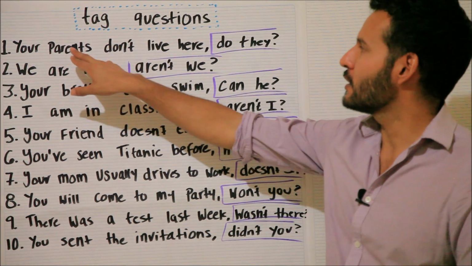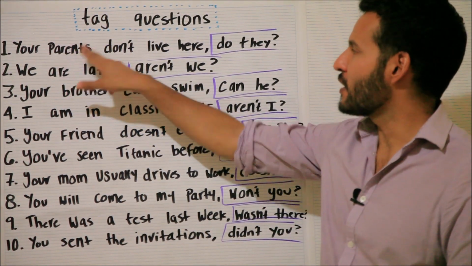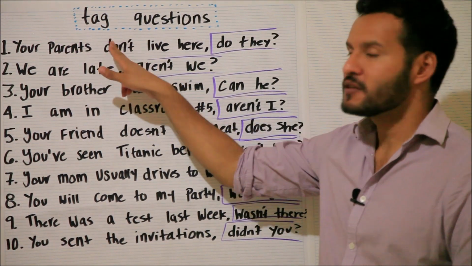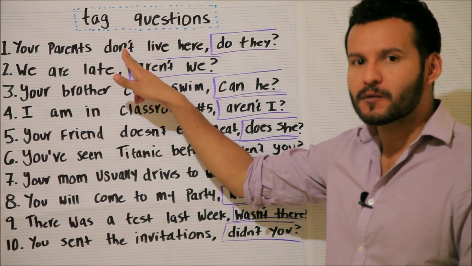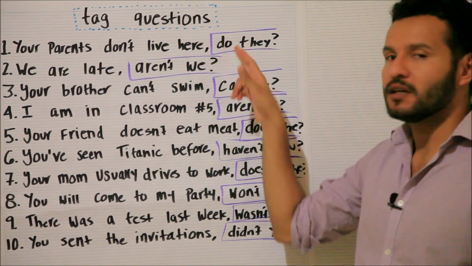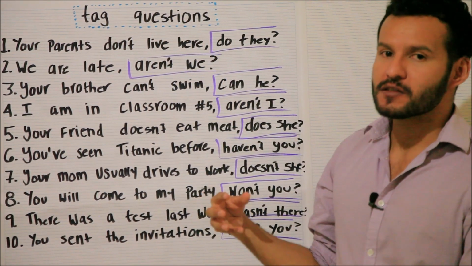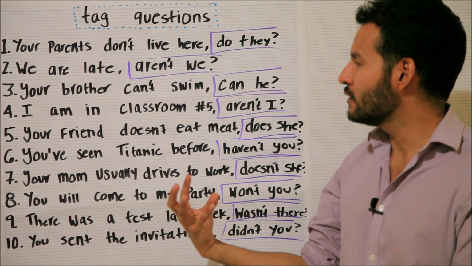So anyway, looking at sentence number one, your parents don't live. So you do have an auxiliary, you simply repeat the same auxiliary in the affirmative form. Your parents don't live here, do they?